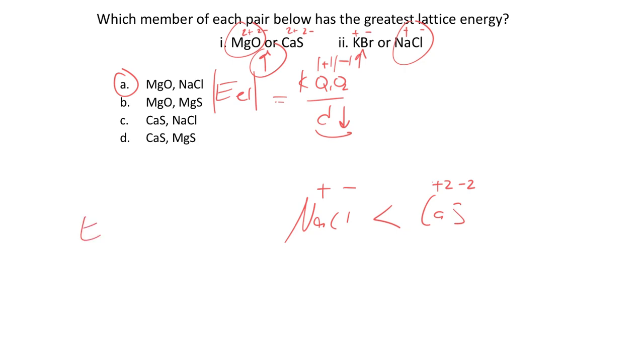So I can rank order all of these: the lattice energy would be KBr, the smallest, then NaCl, and then the larger calcium sulfide, the highest here being the smallest 2 plus 2 minus MgO. So I could rank order all 4 of these as well if I wanted to, because we know the 2 plus 2 minuses should all have a greater lattice energy than the plus 1 minus ones.